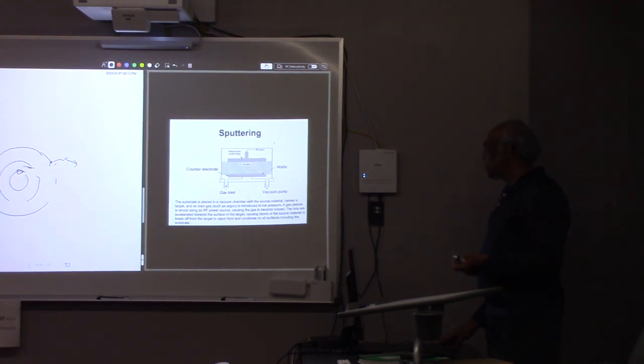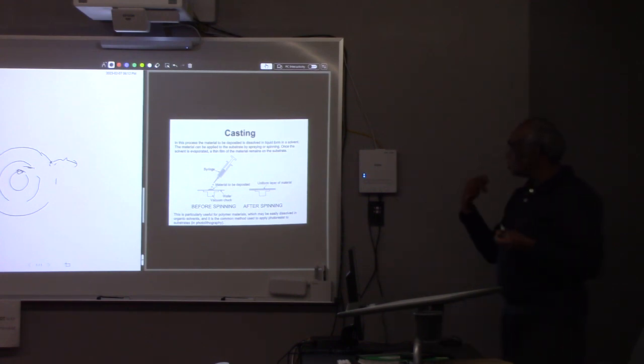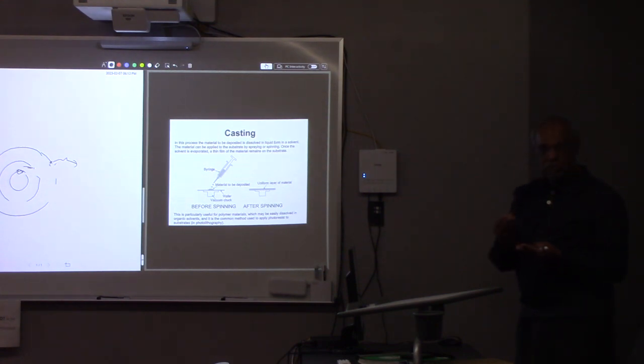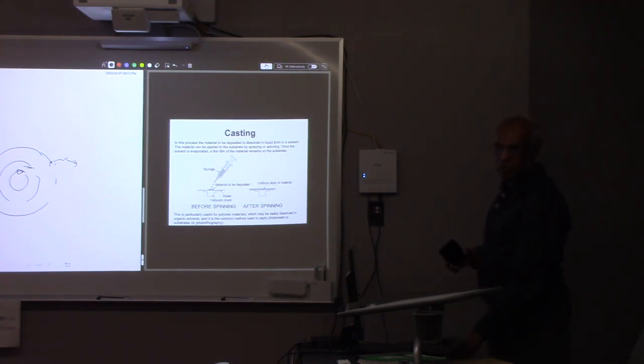Then sputtering, we talked about that, using a plasma. The casting: this is called the spin coater. If you have some thick, highly viscous material, we call it photoresist, how do you put a very uniform layer? That's what we call spin coating. I will show you that in our lab also.